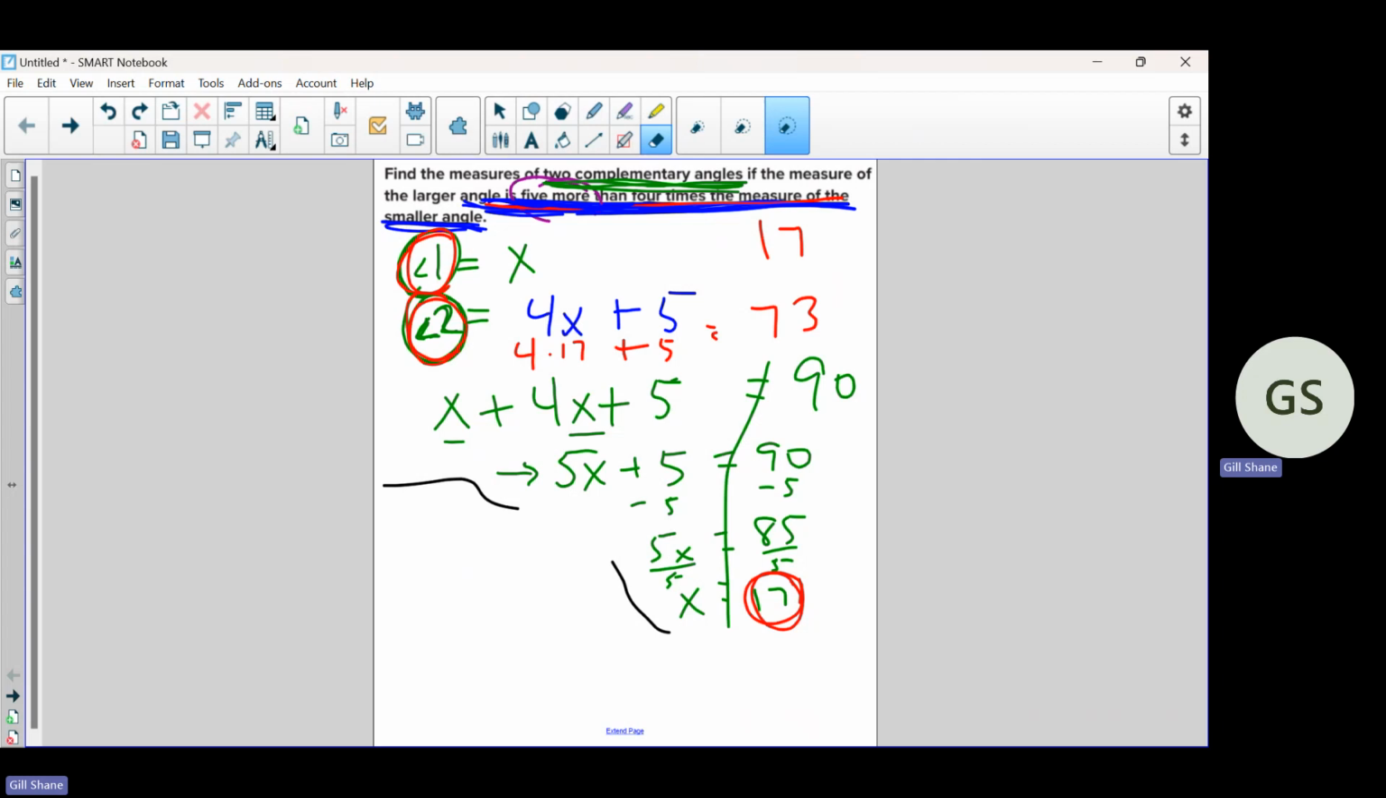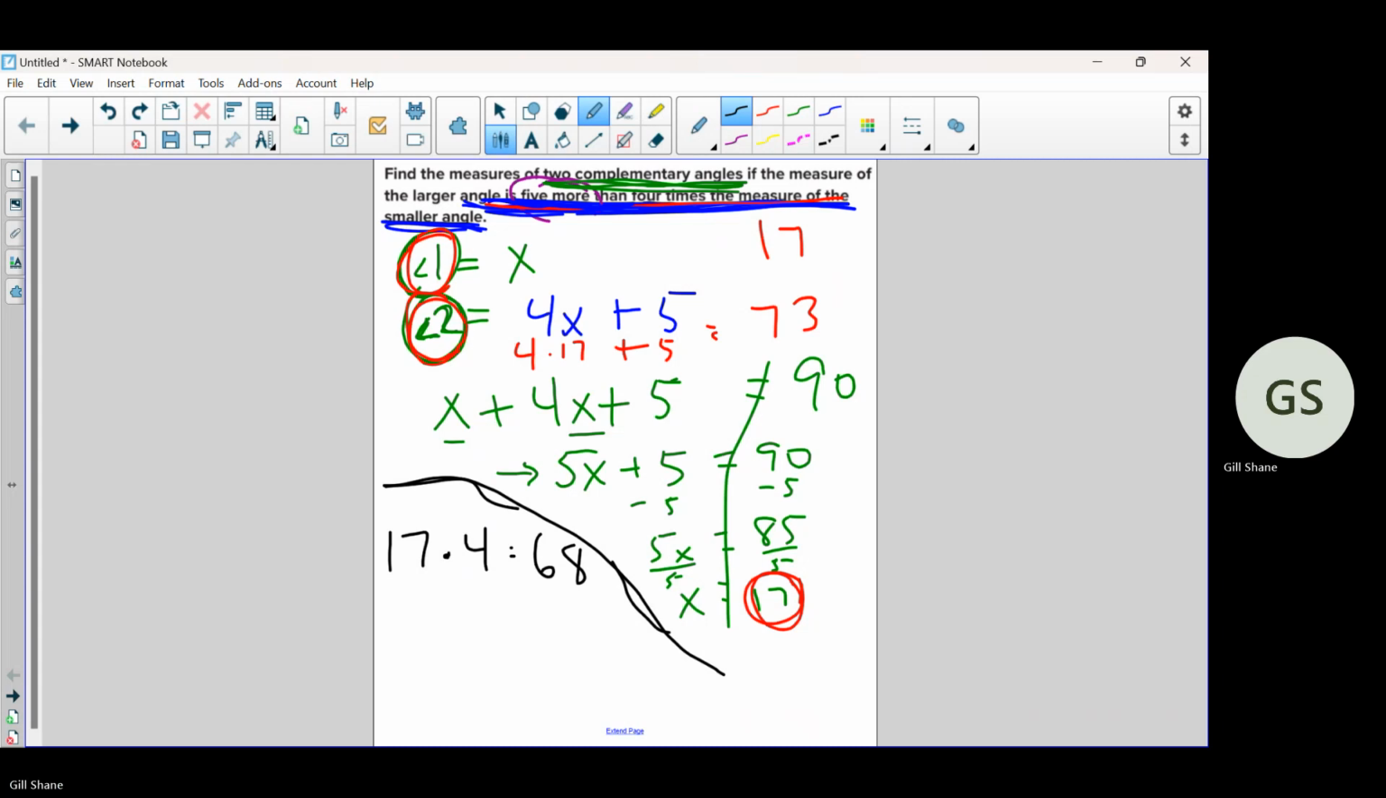All right. So now let's see if the bigger angle is 5 more than 4 times the smaller angle. So first start by saying, okay, well, first let me do the 4 times the smaller angle. So the smaller angle is 17. I need to multiply that by 4. And I've already said before, that gives me 68. So the smaller angle times 4 is 68. The bigger angle we said is 73. We saw for that over here. That's what we got for the bigger angle.